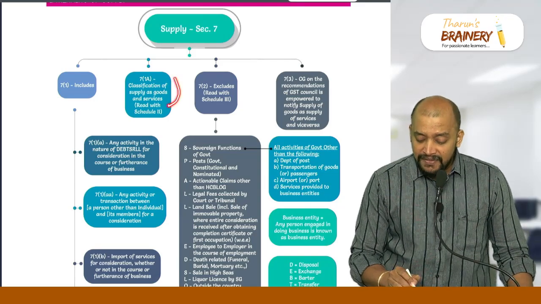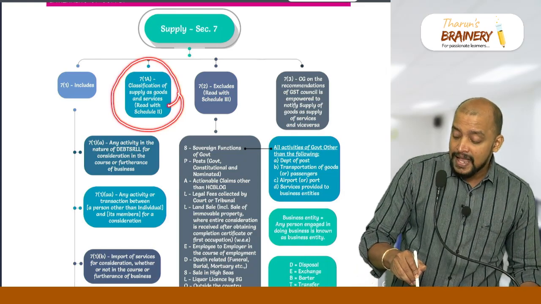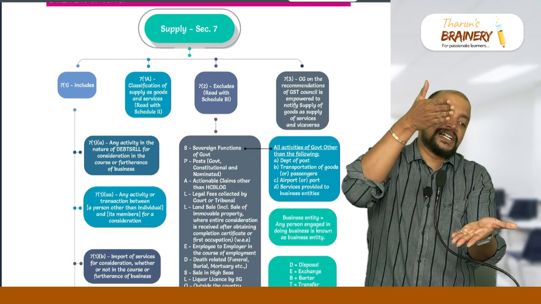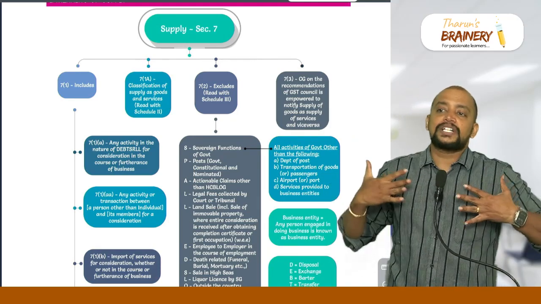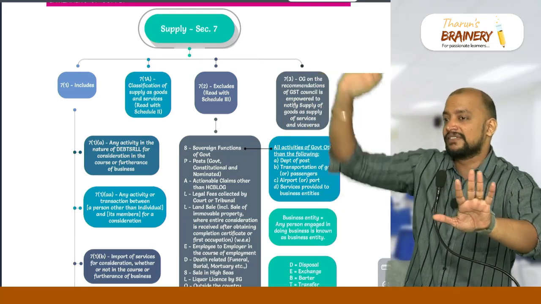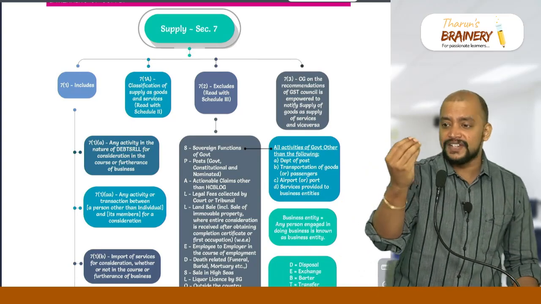But whenever we classify it into goods or services as per 7(1)(a), the government has the power to reclassify. We classified an activity as supply of service. For example, whatever classes that I am taking now for you is a supply. Why it is a supply, later we will see. It is a supply. Is it supply of goods or supply of service? It's a supply of service.